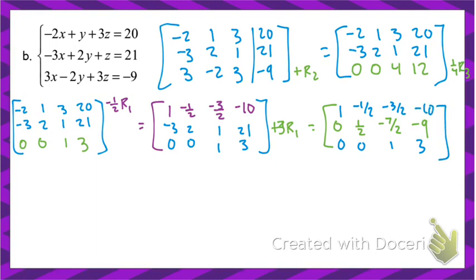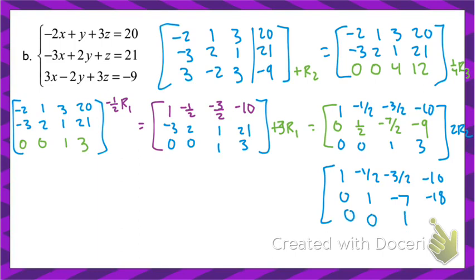So now at this point, there's only one last thing I need to do. I need to turn that 1/2 into a 1. So I'm going to do 2 times R2. So now I have 1, -7, -18. And now it's in row echelon form.